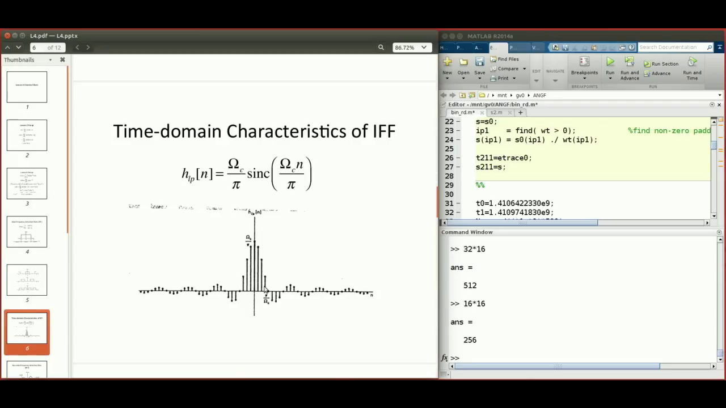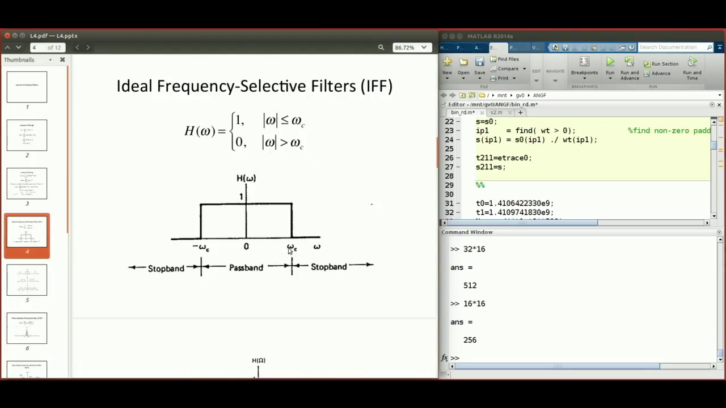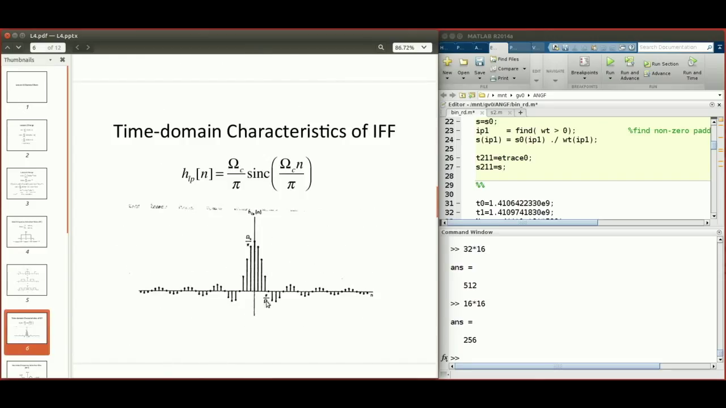And then the first zero crossing here, the location of this first zero crossing is pi divided by big omega c. So the width of the center lobe is controlled by this parameter. You can imagine if omega c is large, which means this boxcar is very wide, then pi divided by big omega c is small, which means in time domain it's a very narrow function.